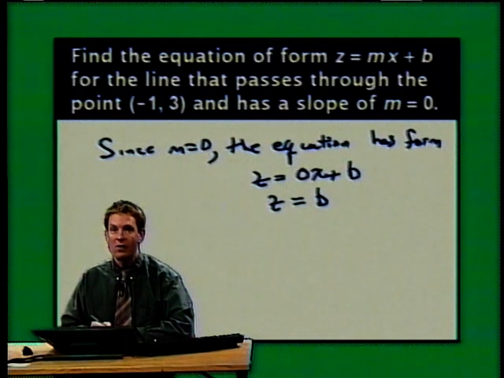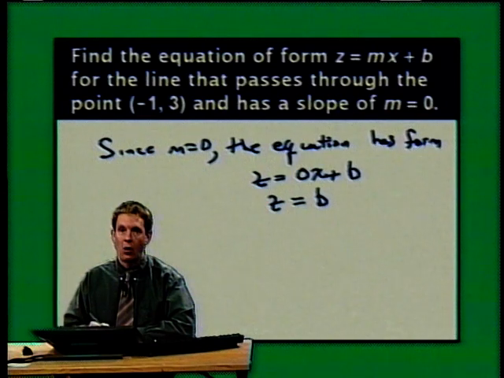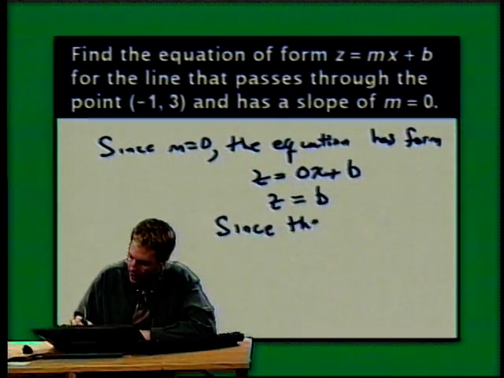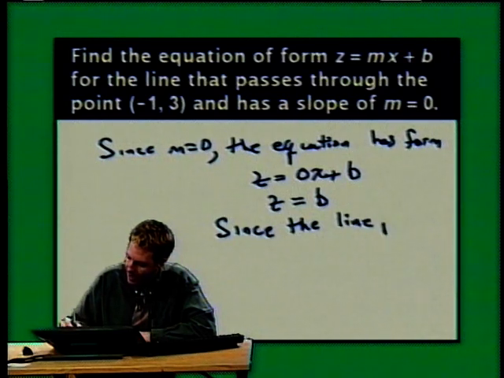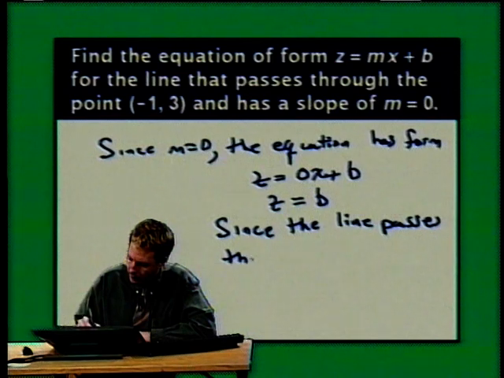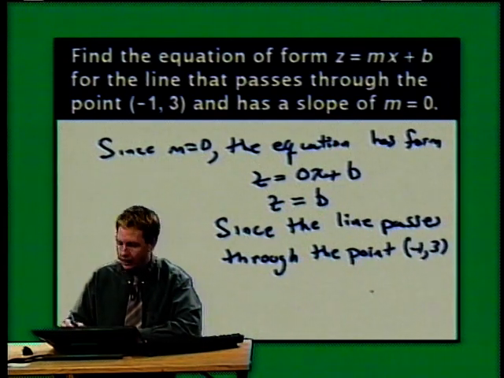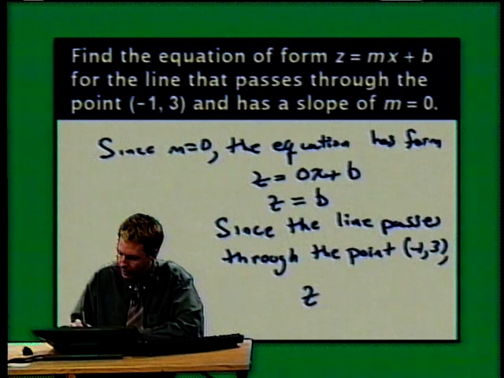Our vertical variable equals a constant. You know what kind of line that is? It's a horizontal line. Since the line passes through the point -1, 3, the constant value of z must be the z coordinate, which is 3.